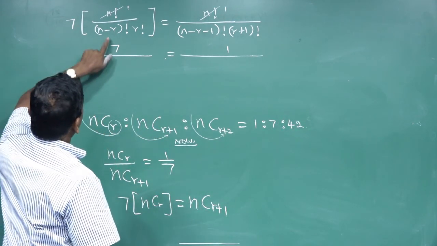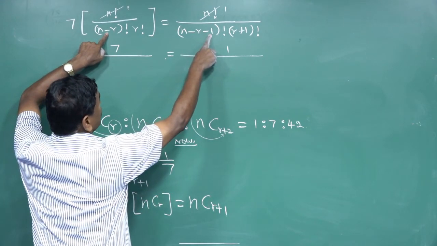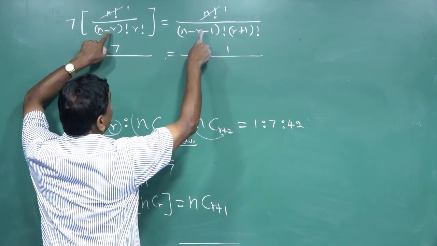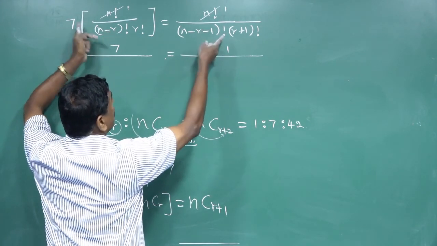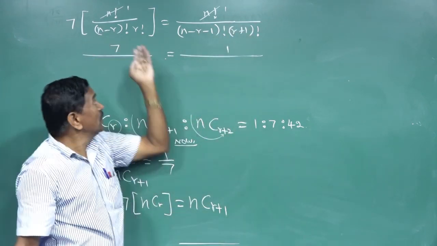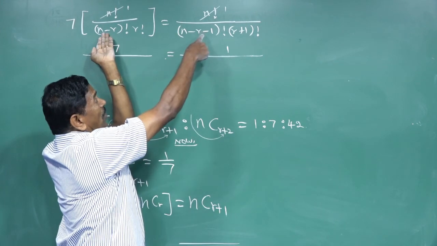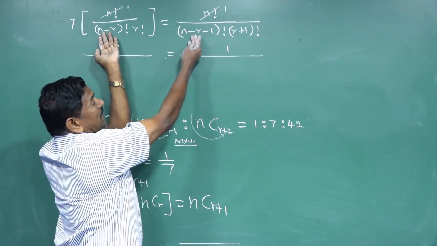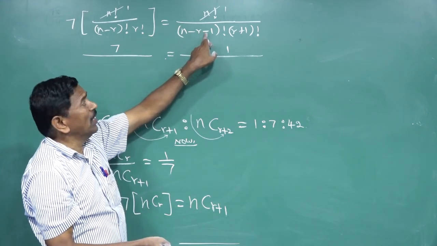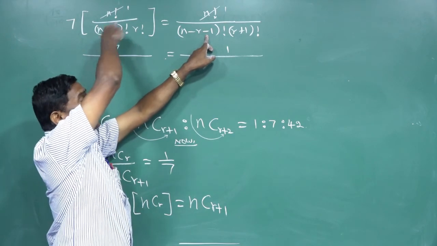Here, first comparing n minus r and n minus r minus 1. Comparing these two, which one is bigger, which one is smaller? Here n minus r, here n minus r minus 1. Already from n minus r, subtracting 1, so it becomes smaller. So the smaller is fixed, and the n minus r bigger one I want to split.